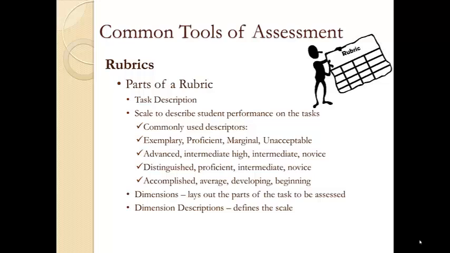Another common tool of assessment is the rubric, which we have mentioned several times already. There are several parts to a rubric. We have wonderful examples here in the office, and if you'll give us a call, we're happy to share those examples with you. But some of the parts of a rubric are the task description, scales to define the student performance on the task, some commonly used descriptors such as exemplary, proficient, marginal, unacceptable. Sometimes it'll be advanced, intermediate high, intermediate, or novice for early skills, distinguished, proficient, intermediate. You kind of get the idea.